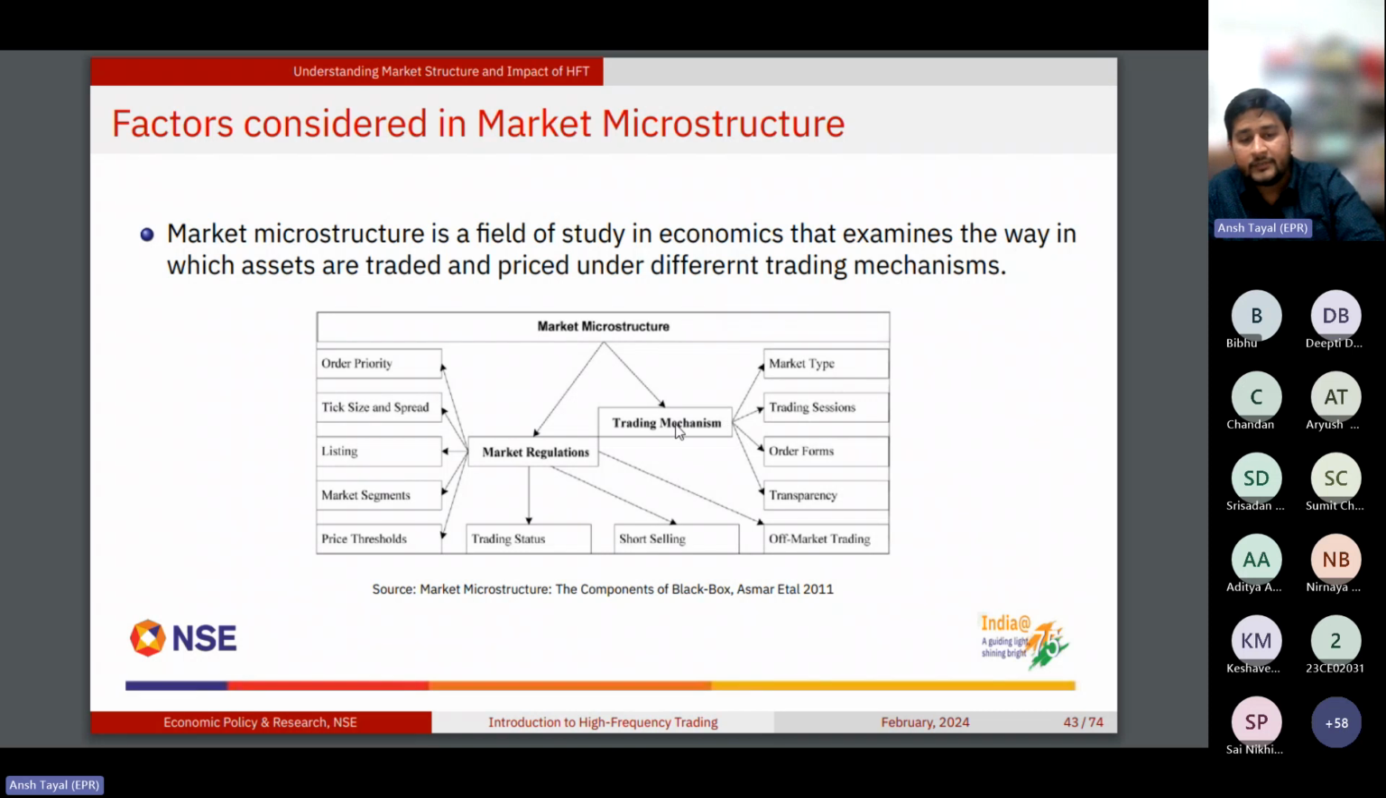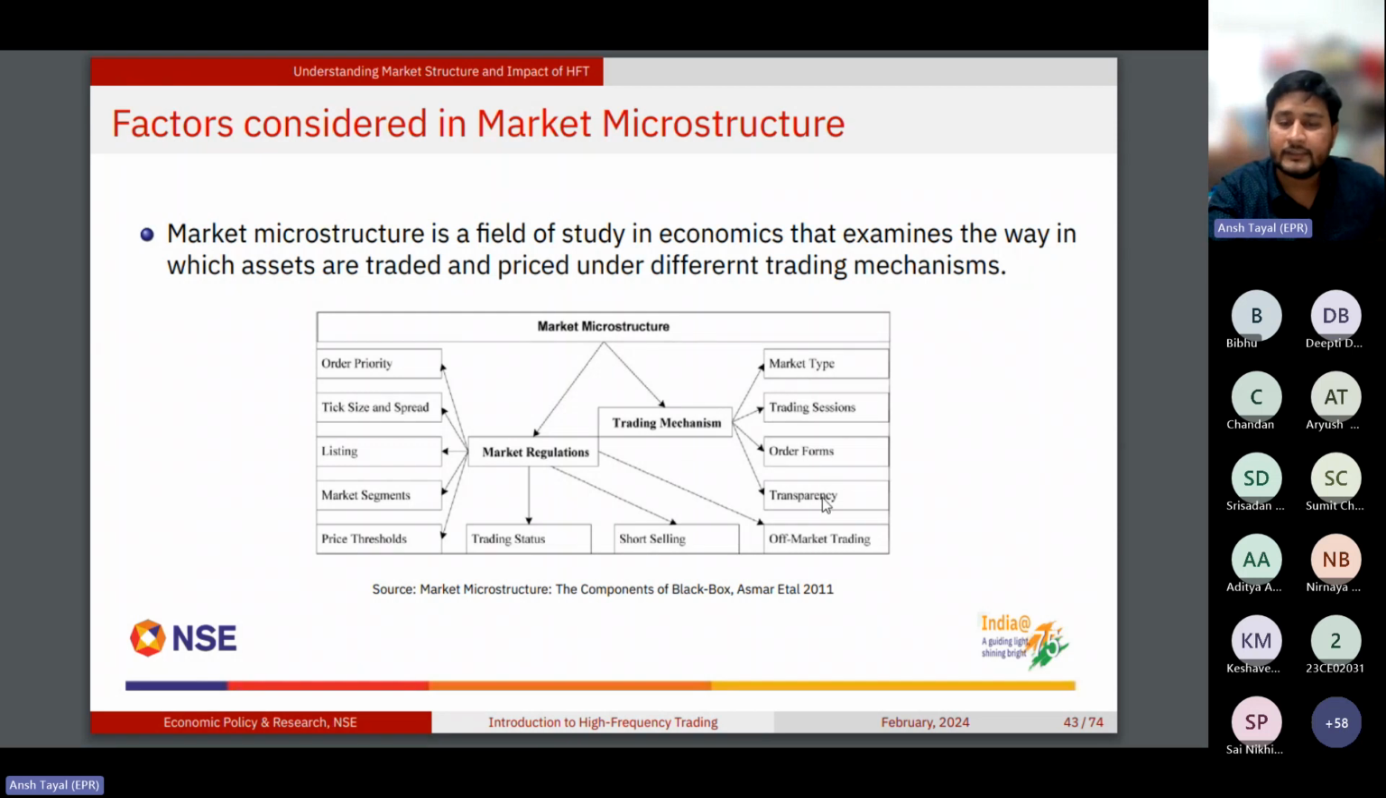There are mainly two categories, and you look on the basis of trading mechanism. So you have market type, as I mentioned, order driven or quote driven. Then you have trading sessions. Currently NSE trades from 9:15 to 3:30, but commodity exchanges trade till 11:30. How does the behavior of participants change based on trading sessions? Then order forms: there are different types of orders, market order, limit order. You can explore further. There are iceberg orders, immediate or cancel, fill or kill, different types of orders.